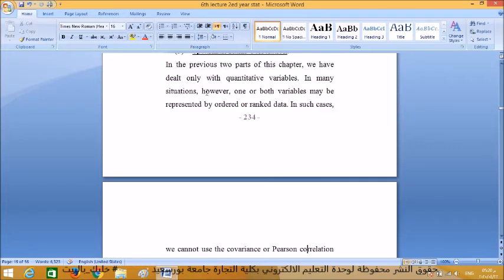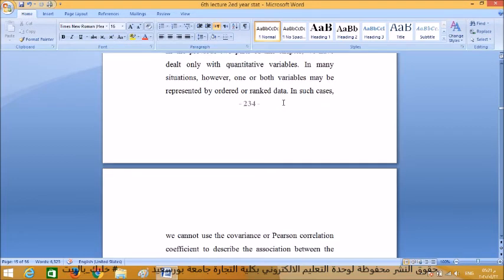So in the previous two parts of this chapter we have dealt only with quantitative variables. So covariance and coefficient of correlation deal with quantitative variables. In many situations, however, one or both variables may be represented by ordered or ranked data. In such cases, we cannot use the covariance or Pearson coefficient of correlation. Okay?